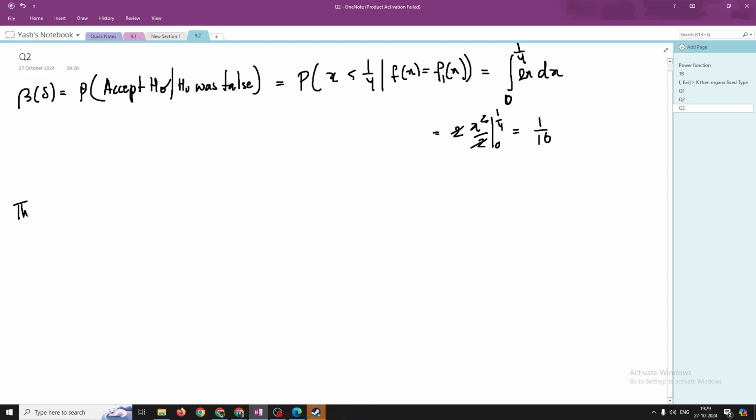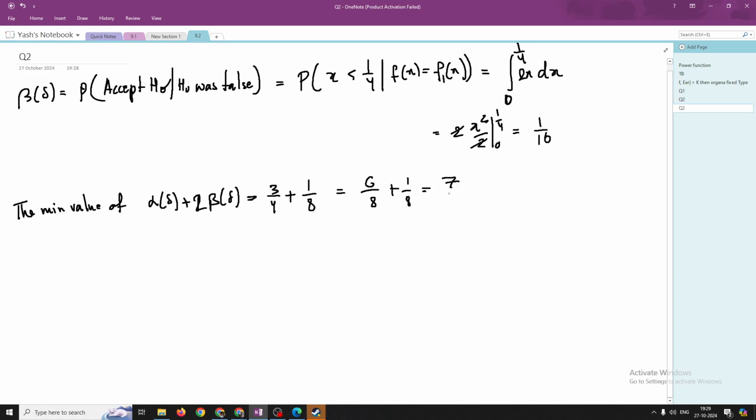So the minimum value of alpha delta plus 2 times beta delta: alpha delta we found to be 3 by 4, and 2 times beta delta is 1 by 8. So I can write this as 6 by 8 plus 1 by 8, which is just 7 by 8. This is my answer.